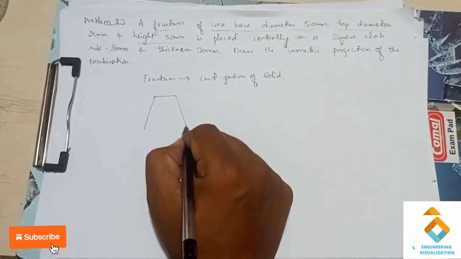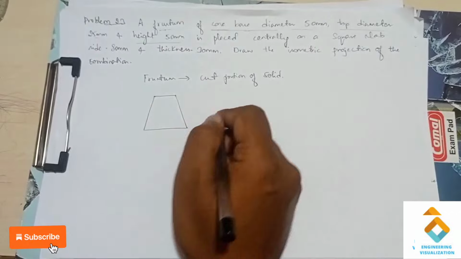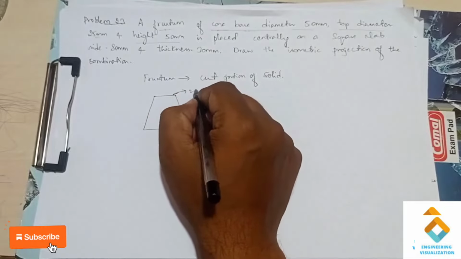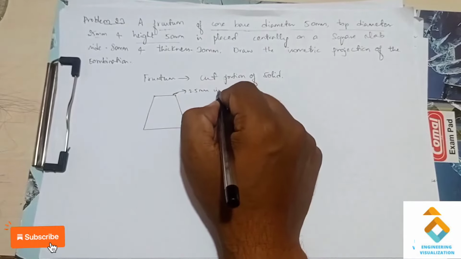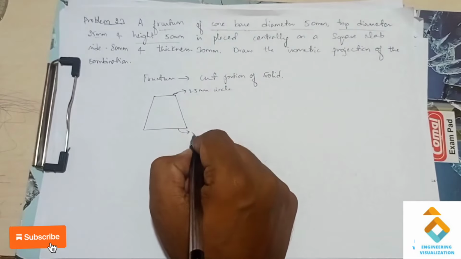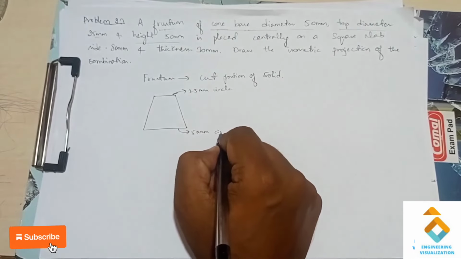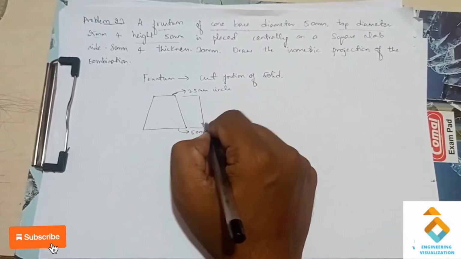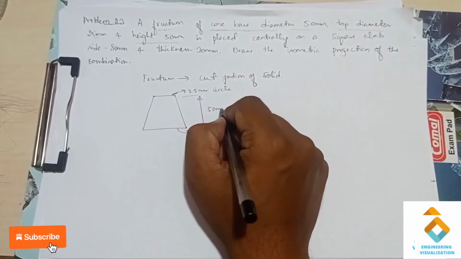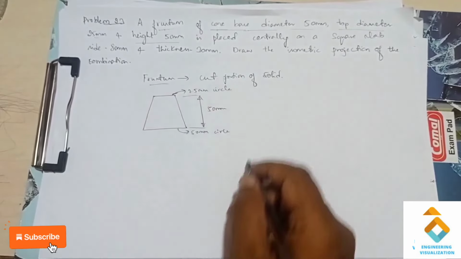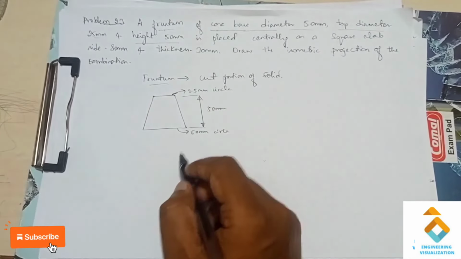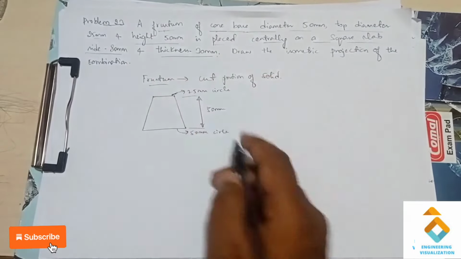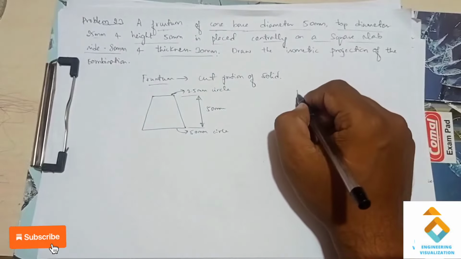I am going to write how it looks in front view. The frustum of cone consists of two circles. One is the 25 mm top circle, and the base circle is 50 mm diameter. There are two circles at a height of 50 mm given in the question. That means both the top and the bottom part will be circles of the diameter given in the question. Placed centrally on a square slab of 80 mm side and thickness 30.